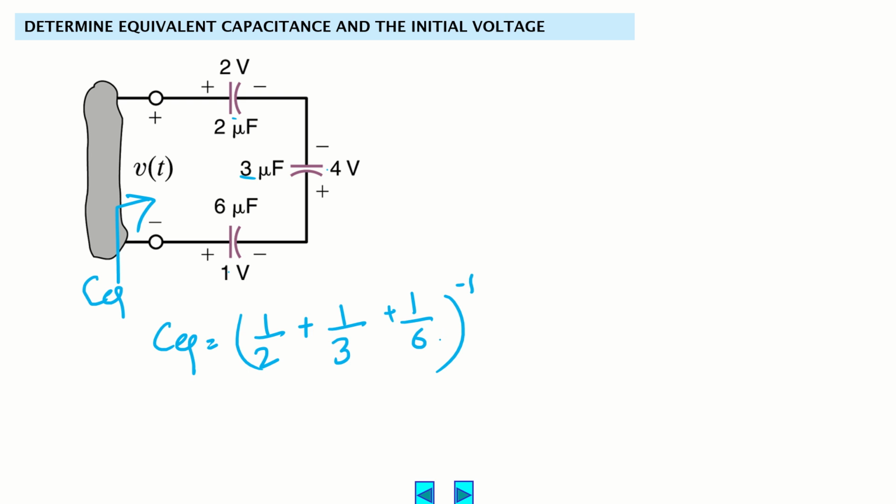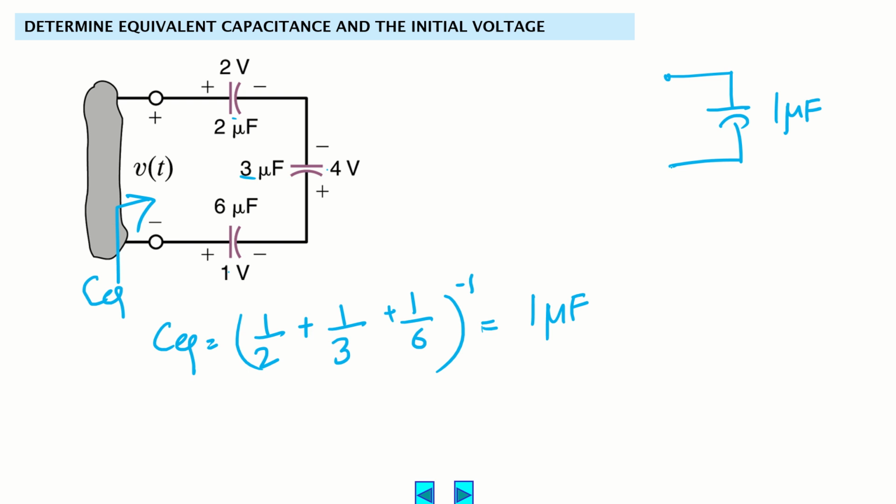So if we simplify this, our answer will be 6 over 6, that will be 1 microfarad. So that will be the equivalent capacitance. So I can represent the whole circuit with one capacitor of 1 microfarad.